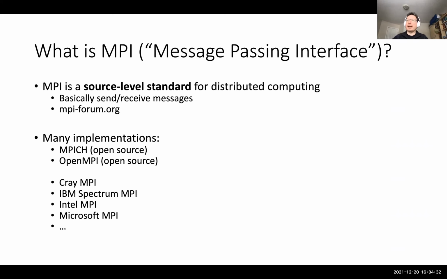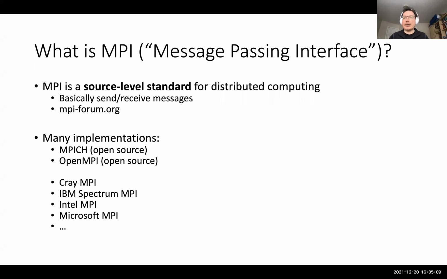So since this is about MPI, and although I assume that most of you know what MPI is, I want to clarify a few details. MPI is a standard for distributed computing. It's a source level standard that essentially targets the C programming language. And what it basically allows you to do is to send and receive messages between processes that are probably running on different nodes of an HPC system. It's a standard that came about in the early 90s. There's a webpage, mpiforum.org, and the standard is very successful.